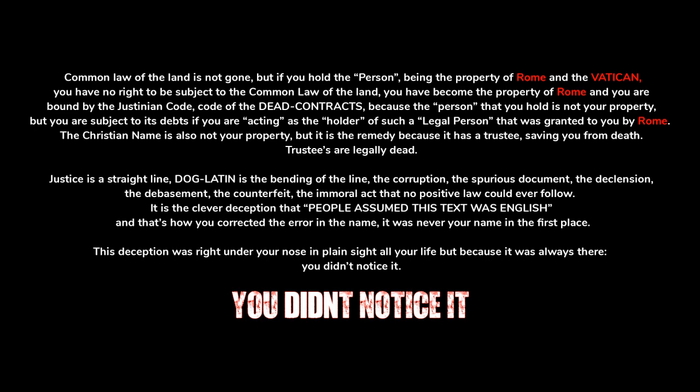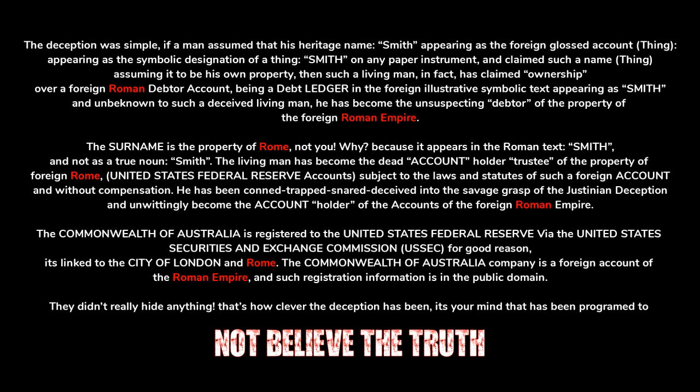Justice is a straight line, dog Latin is the bending of the line, the corruption, the spurious document, the declension, the debasement, the counterfeit, the immoral act that no positive law could ever follow. It is the clever deception that people assumed this text was English, and that's how you corrected the error in the name. It was never your name in the first place. This deception was right under your nose in plain sight all your life, but because it was always there, you didn't notice it. The deception was simple.